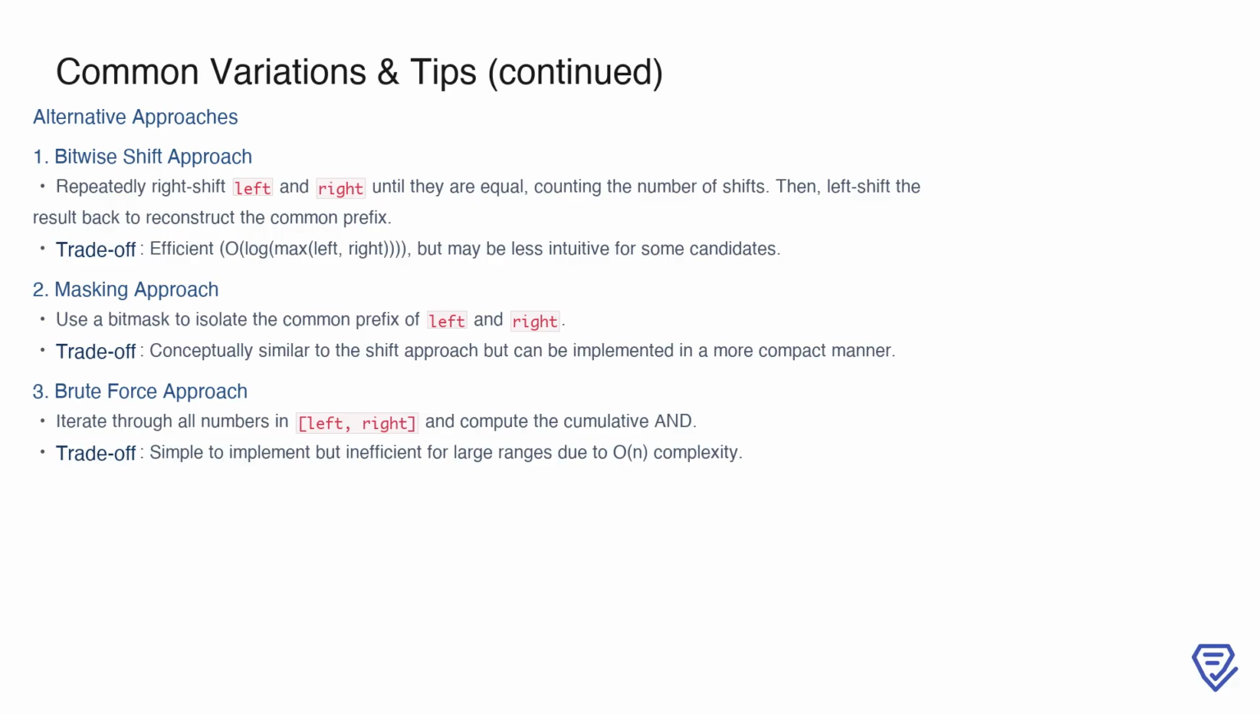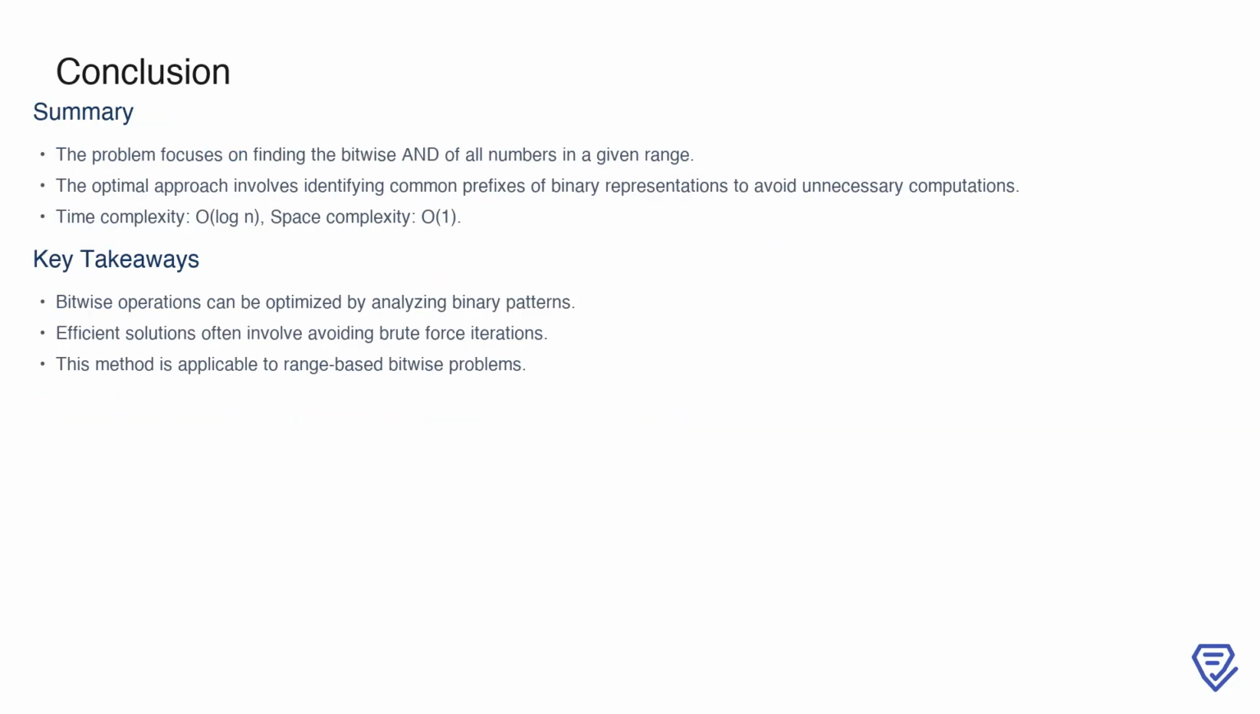Great job! To summarize, we solved the Bitwise AND of Numbers Range problem by leveraging binary representation to optimize our solution. Remember the importance of analyzing patterns in bitwise operations to save time and space.